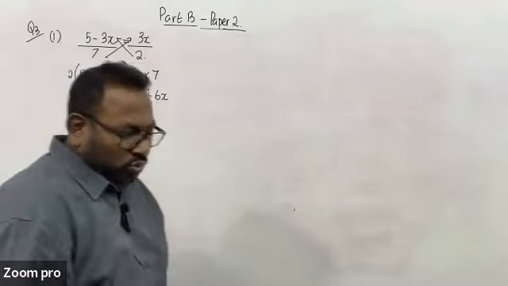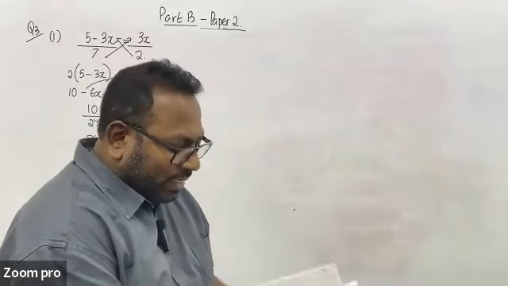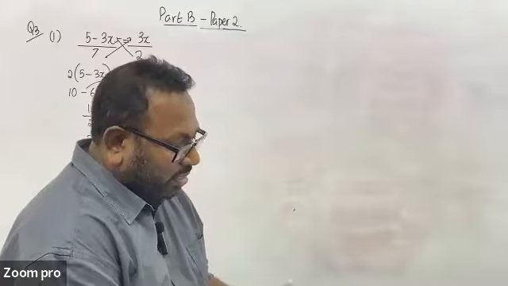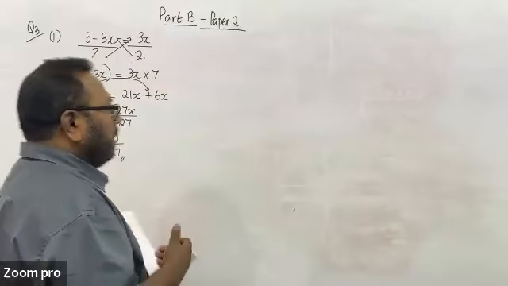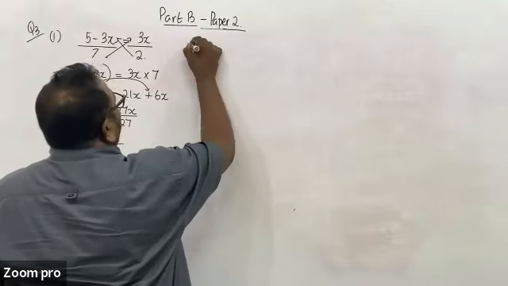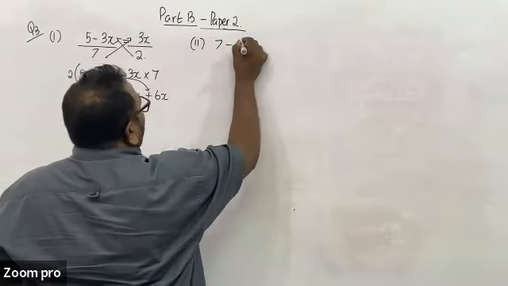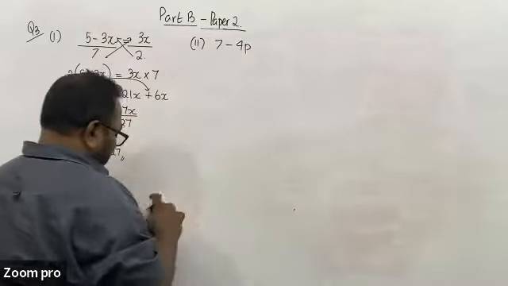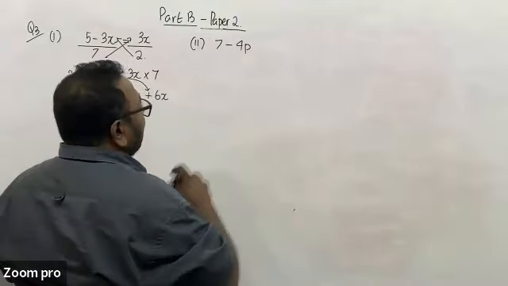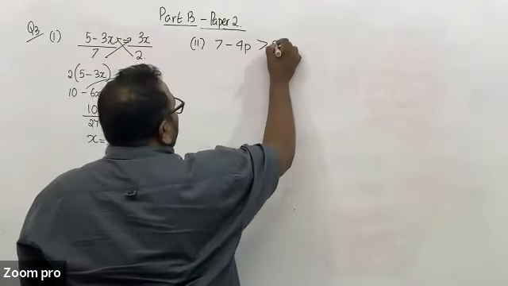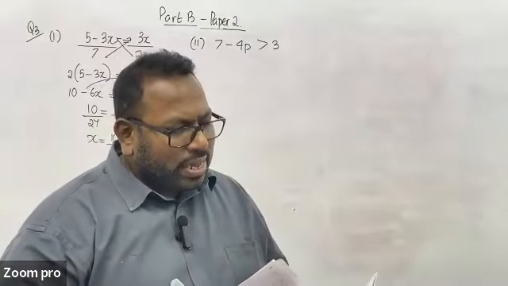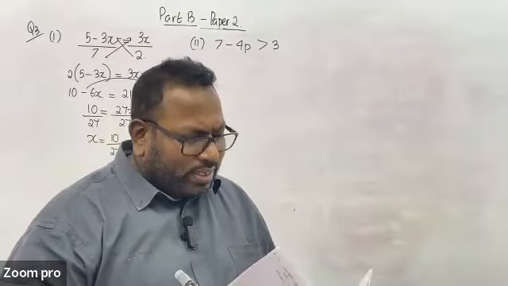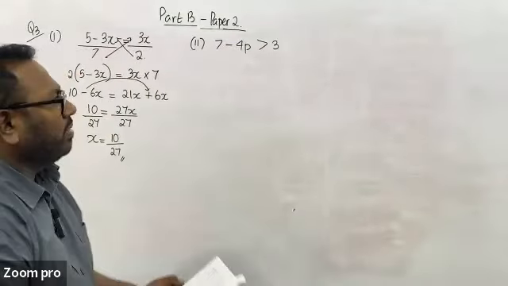Question number 2. They are saying in that question, solve the inequality 7 minus 4p is greater than 3, and write two integral values which satisfy that.